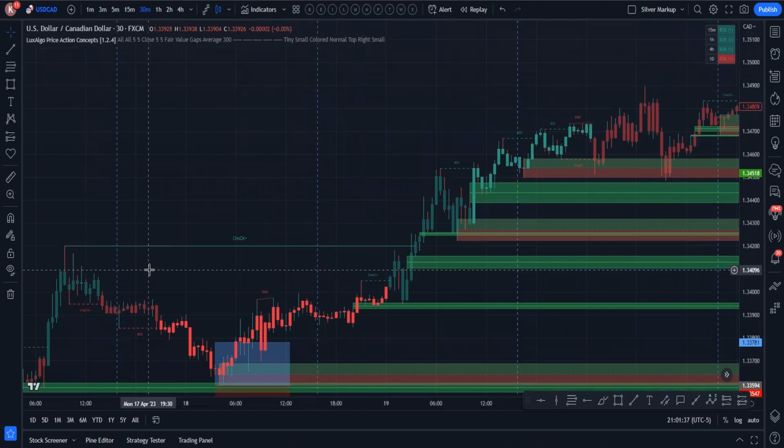Break of structure, change of character, pull back into an imbalance or an order block. Take the trade. So that's how you win. That's how you win with this strategy. This is how you take Lux Algo price action concepts and completely change your trading with it.